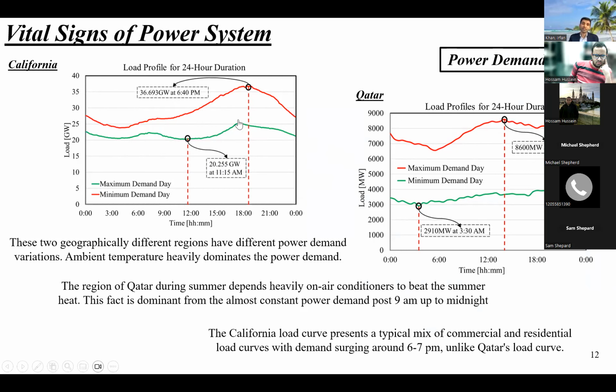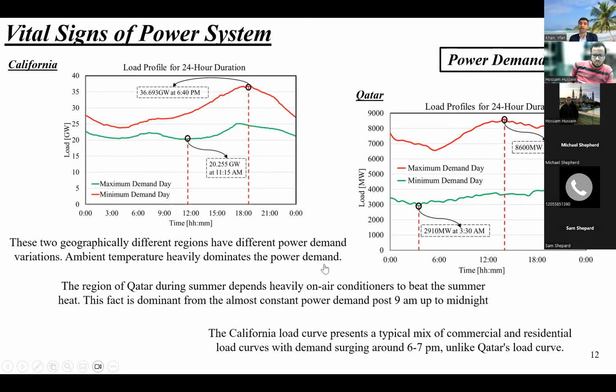So we can see that the highest demand is at 6 p.m. And there is a gap during summer and winter. That's a problem. On the Qatar grid, the difference is even more, because during the hot season in Qatar, there is too much load, and during winter we do not have much load. The peak time is also different. Peak time is around 2 p.m. over here in Qatar.